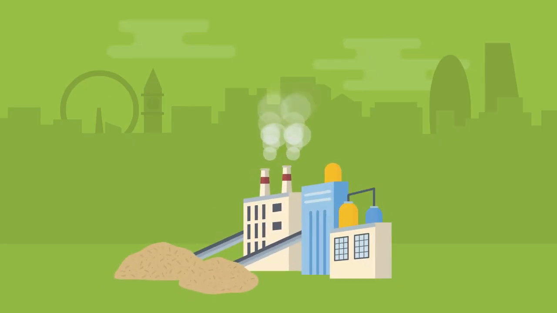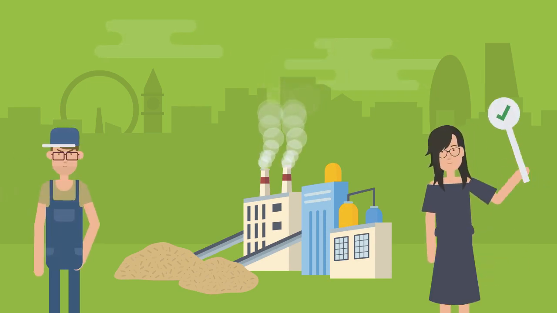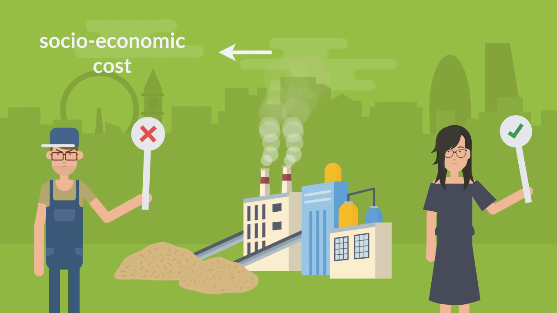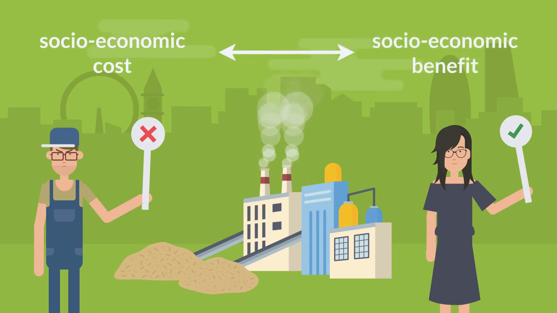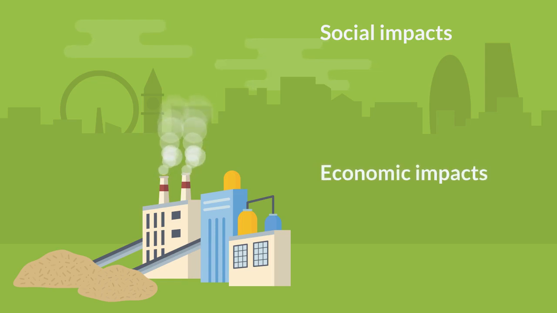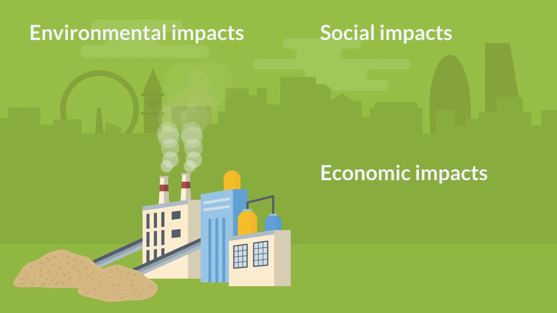A socioeconomic impact assessment is a structured way of showing a proposal's advantages and disadvantages for society as a whole and for various parties. A socioeconomic impact assessment weighs the socioeconomic cost against the socioeconomic benefit. As far as possible, the analysis includes the consequences for all participants in society and all kinds of impacts, for example, social impacts, economic impacts, and environmental impacts.